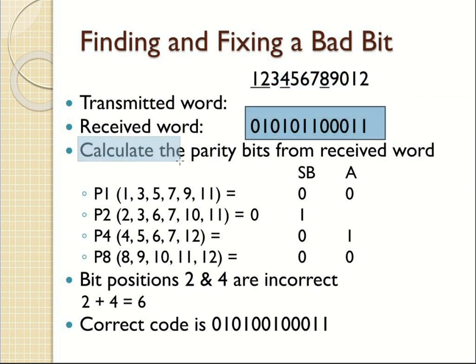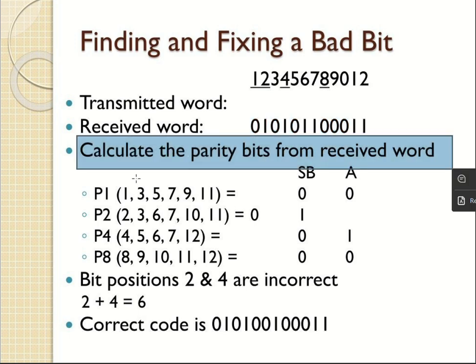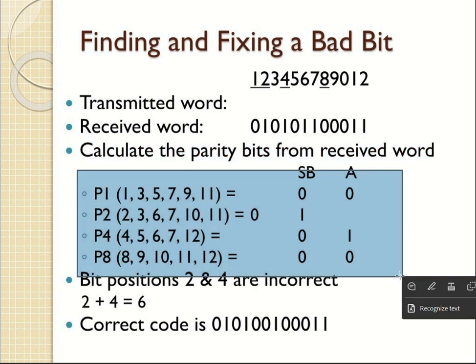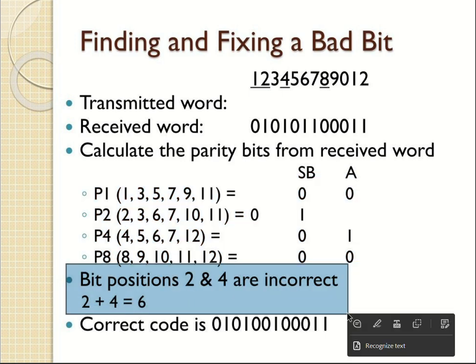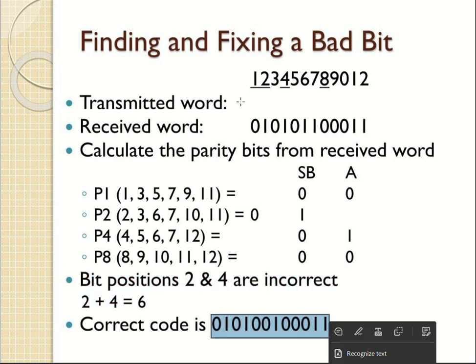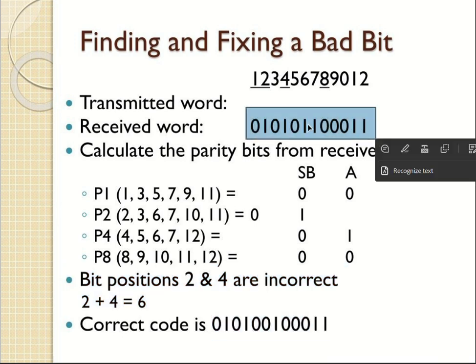We need to calculate the parity bits again from the received word, and after calculating each parity bit at each position P1, P2, P4 and P8, we know that the bit positions 2 and 4 are incorrect, and by summing it up we get 6, which means position 6 of the received code is wrong.